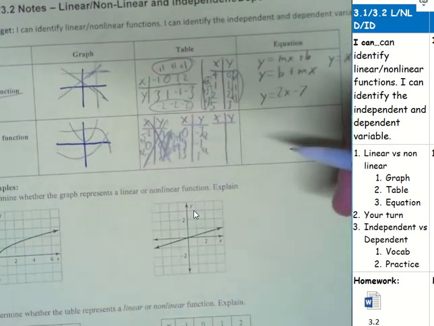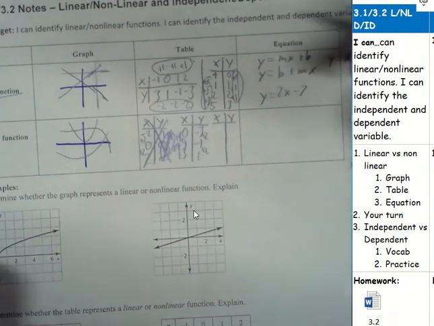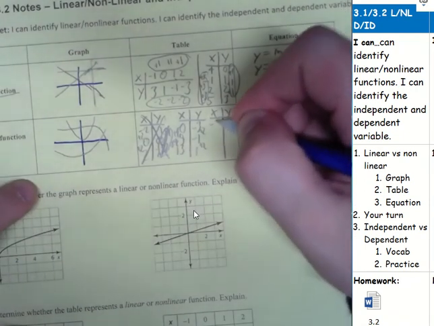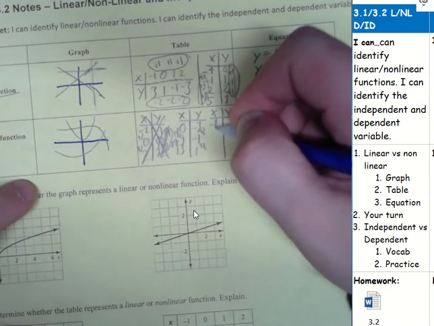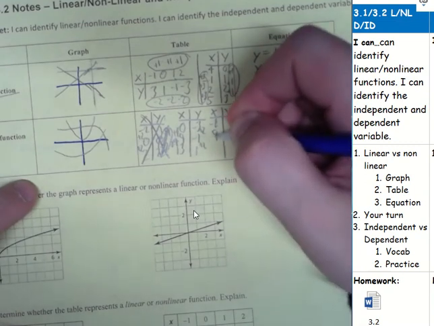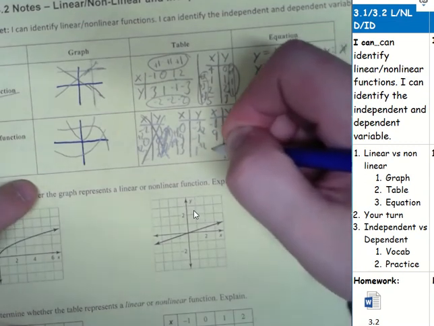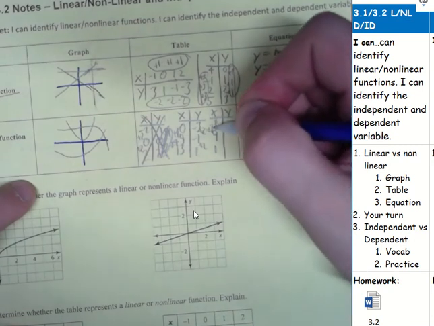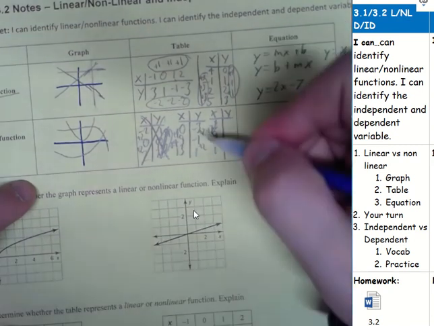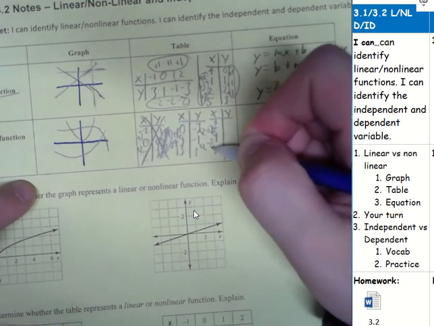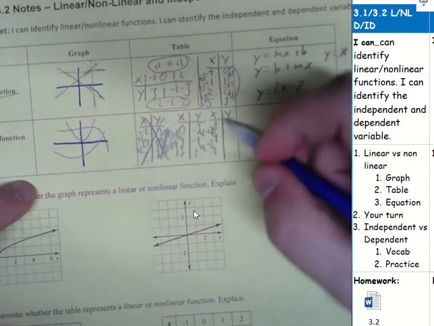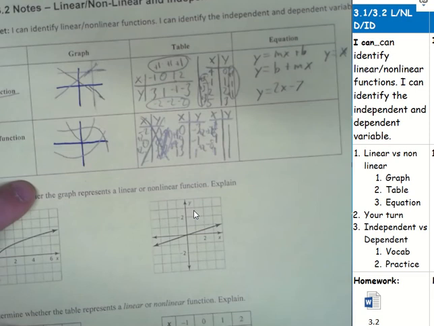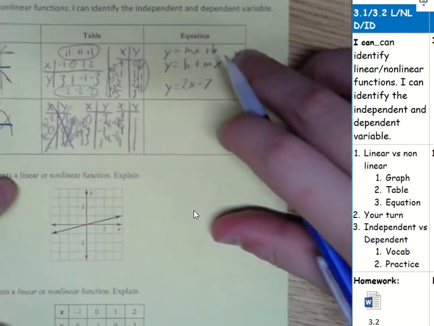Last but not least, I could have one where my x values are -1 and then 9 and then 1. This one goes up 10 and then it goes down 8. That doesn't work. We can't do that. And it doesn't matter what the y is. If you have x values that aren't working, don't even check the y because they don't work.